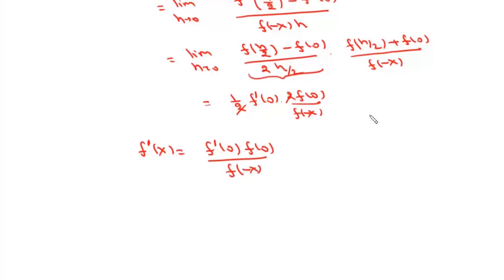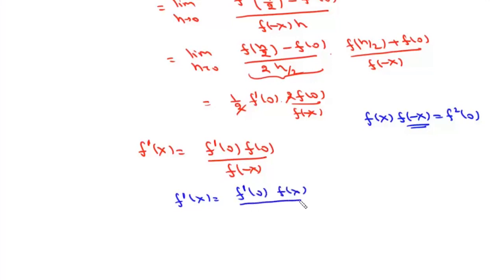Now we have already proved that f(x) into f(-x) is f square 0. So we'll replace f(-x) with f square 0 upon f(x). So it will be this f dash x equals f dash 0 into f(x) upon f(0).